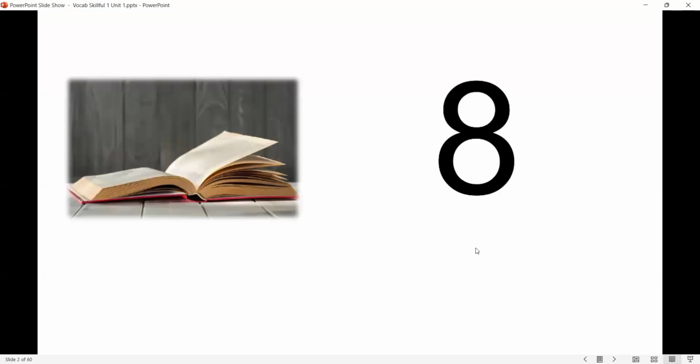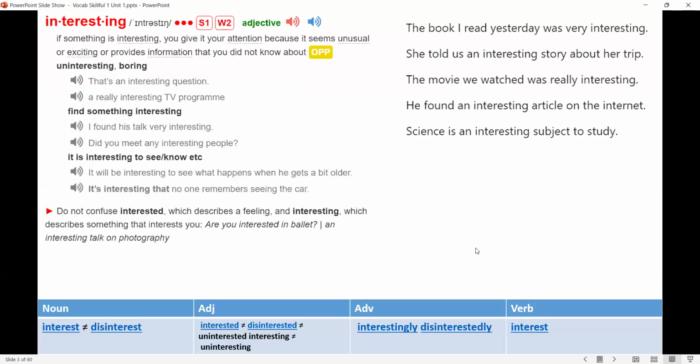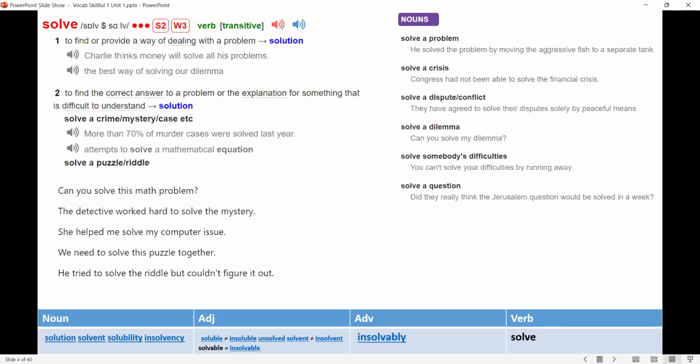Let's begin. Page 8. Interesting. If something is interesting, it's not boring. The book I read yesterday was very interesting. The movie we watched was really interesting. The story was interesting. The class was interesting.